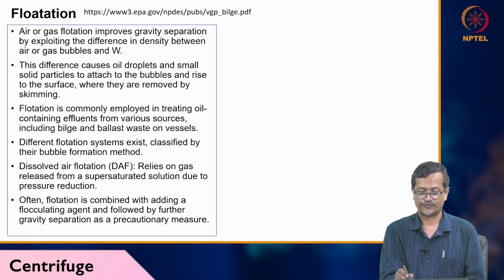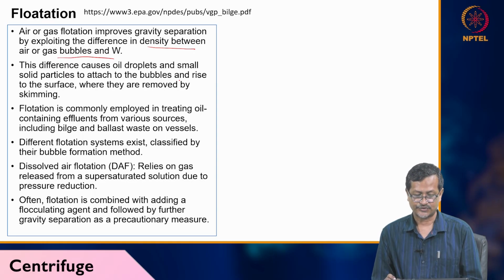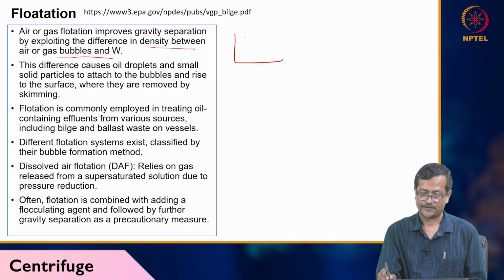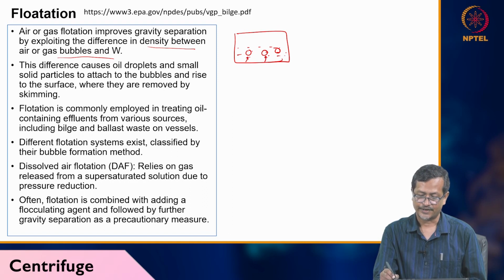Air and gas flotation improve gravity separation by exploiting the density difference between the air or gas bubbles and water. The difference causes oil droplets and small solid particles to attach to the bubbles and rise to the surface, where they are removed by skimming. So let's say I have an oily water mixture, and I have oil particles here. Now inject air or gas, so air will be attaching to these particles. When air gets attached, the buoyancy will be higher.